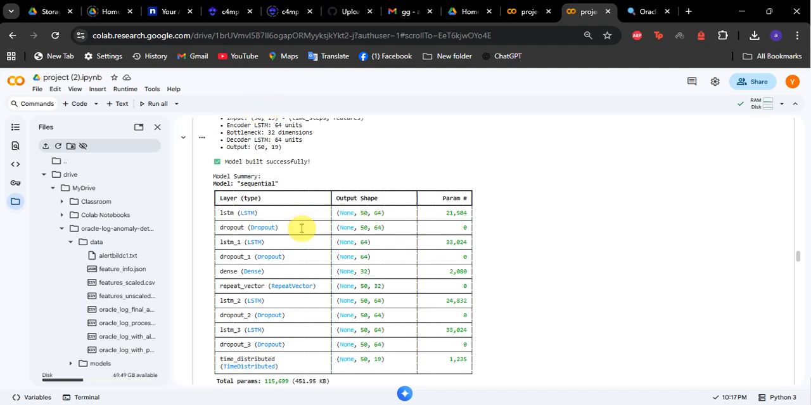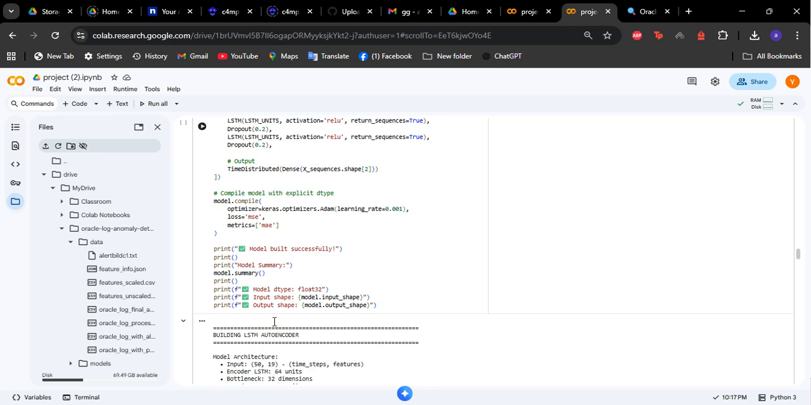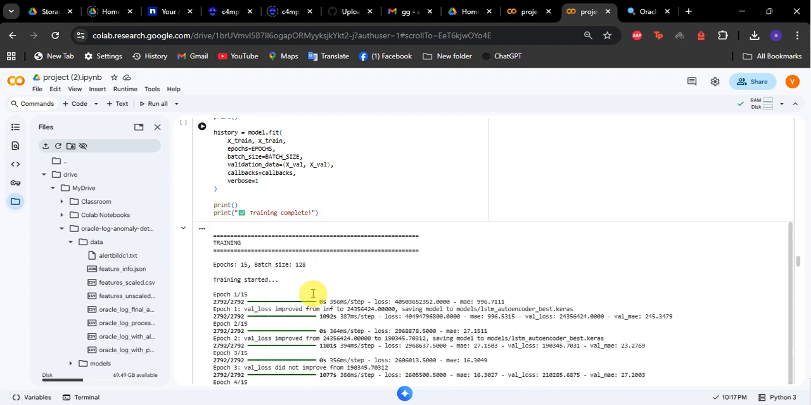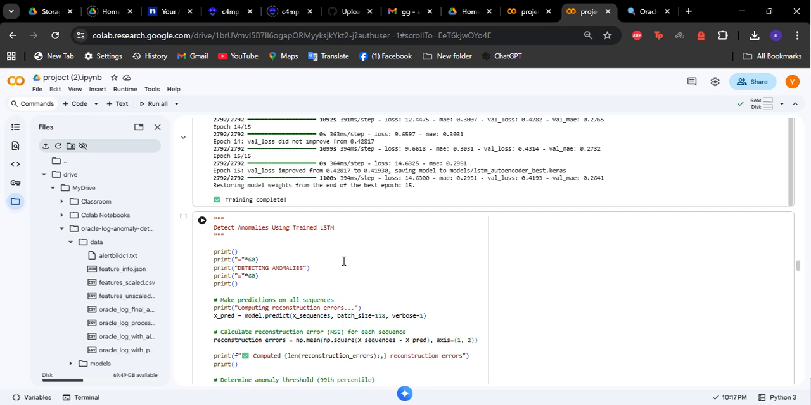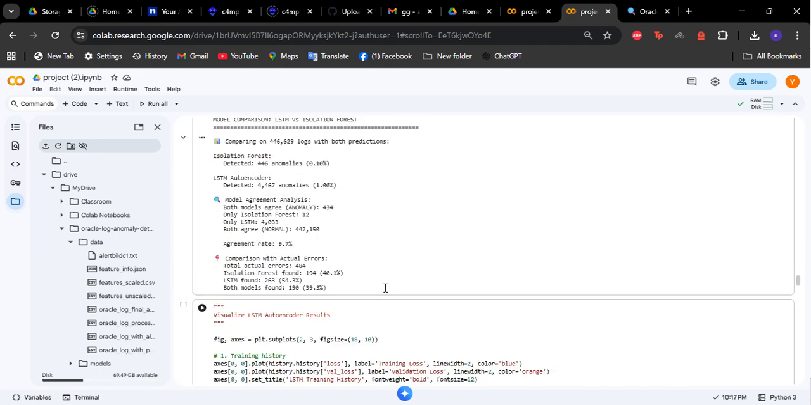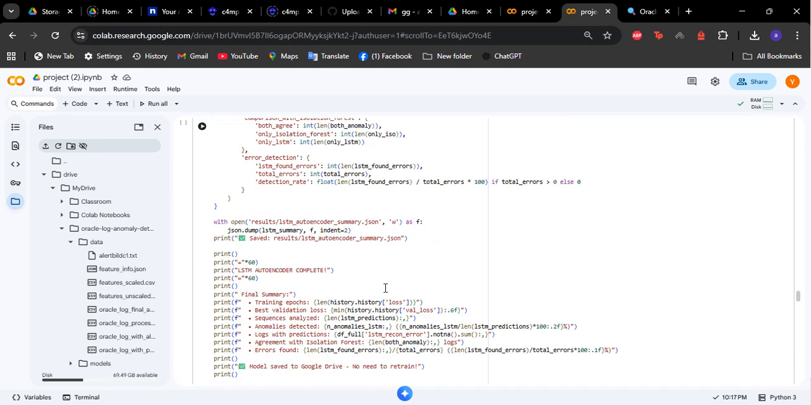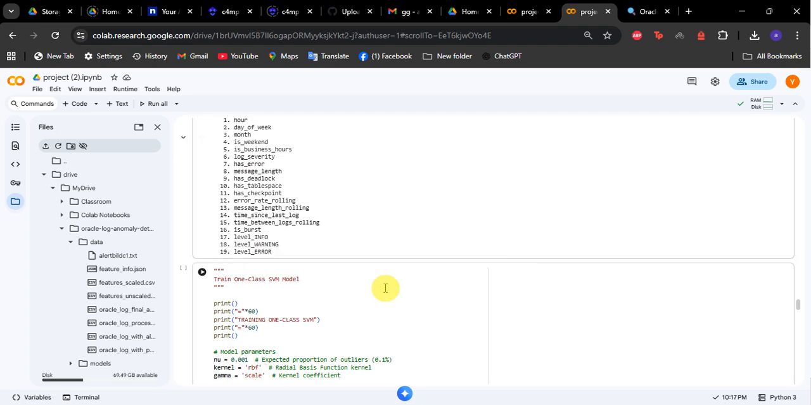While using the LSTM, there is a lot of neural network work going on, with dense, repeat vector, LSTM, and dropout layers. After these many epochs, our LSTM is trained. After training these models, I evaluated them using accuracy metrics such as precision, recall, F1 score, and AUC ROC.